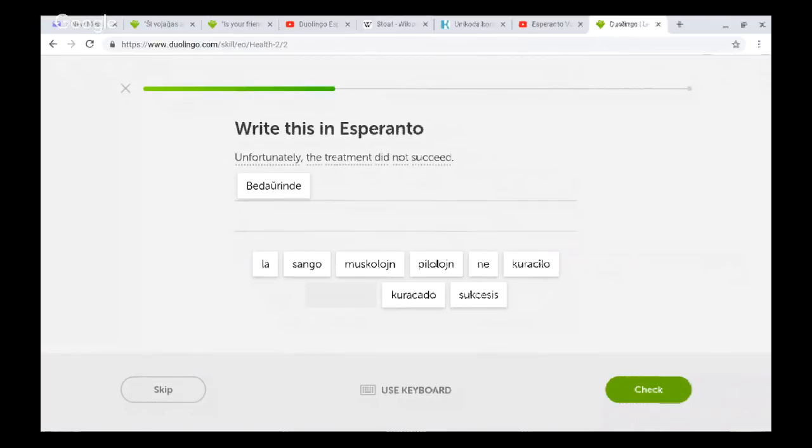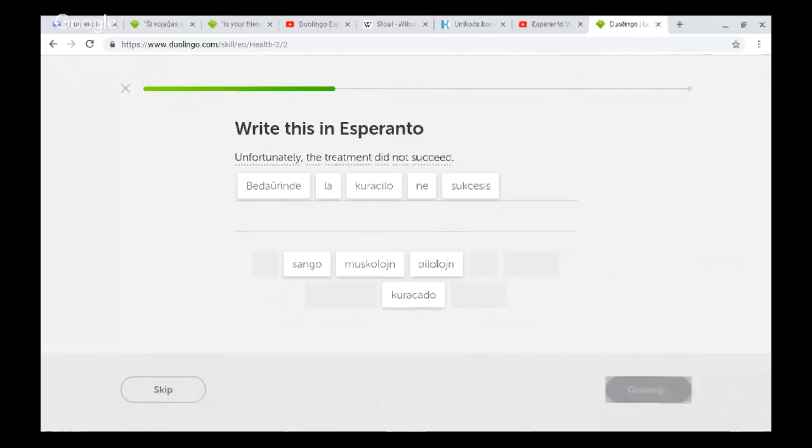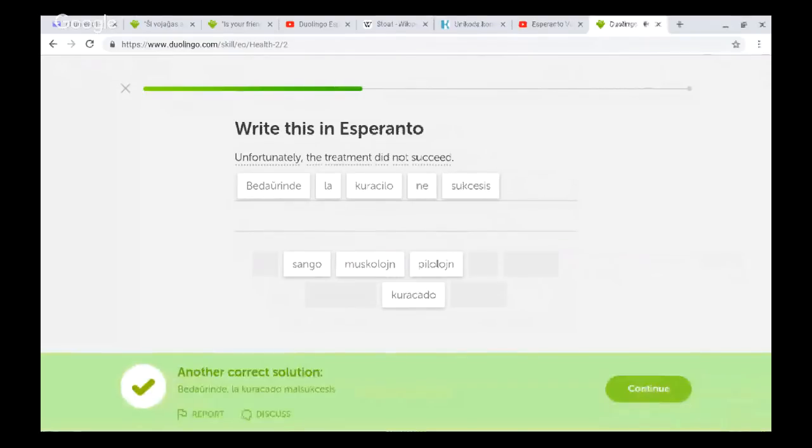I'm going to say I think kuracilo is probably the better one. Bedaŭrinde la kuracilo ne sukcesis. Ooh, I took it. Oh yeah, and it says another correct solution, exactly. At the bottom it says bedaŭrinde la kuracado malsukcesis. So, yeah.